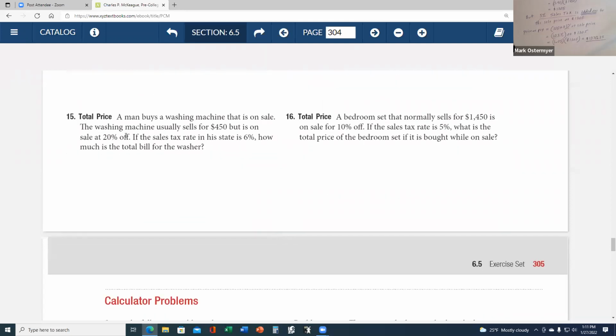Everybody see that there? A man buys a washing machine that is on sale. The washing machine usually sells for $450, but is on sale for 20% off. If the sales tax rate is 6%, how much is the total bill of the washing machine when you go to the cash register and pay? Try number 15, classwork number 1.